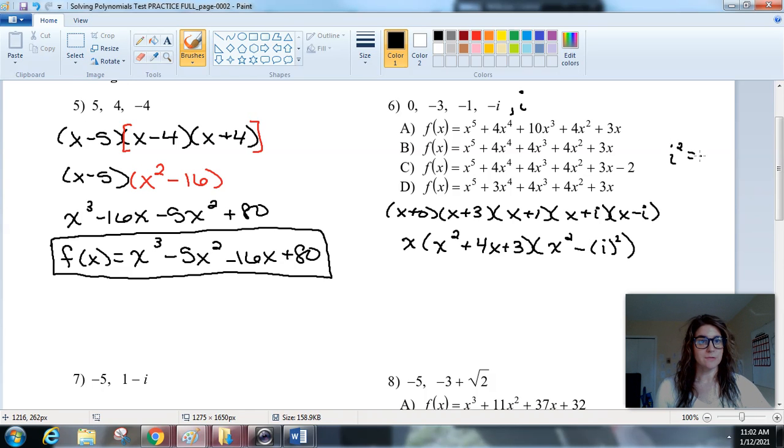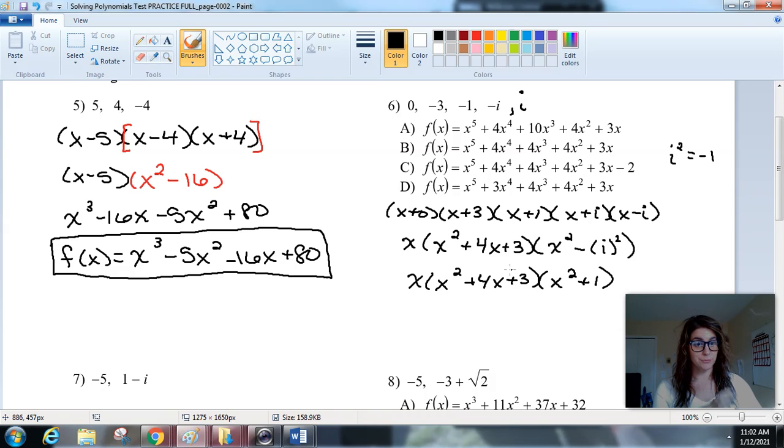And you want to remember i squared equals negative 1. So this actually becomes x squared plus 1. And then you would multiply that out in full detail. You are going to get b as your solution for that problem.